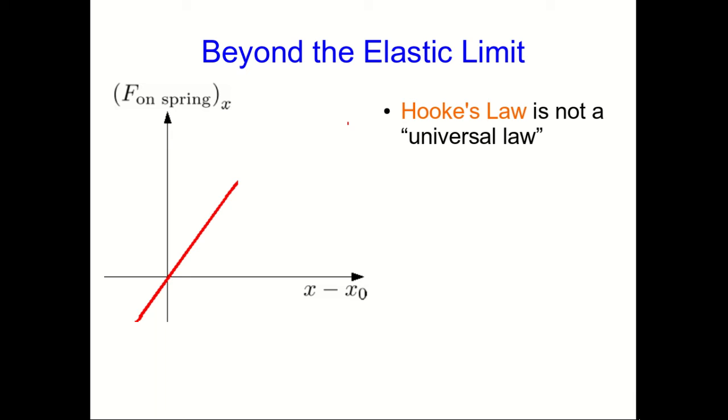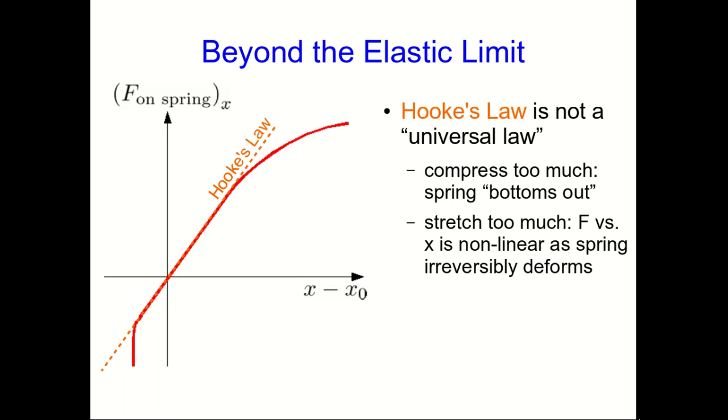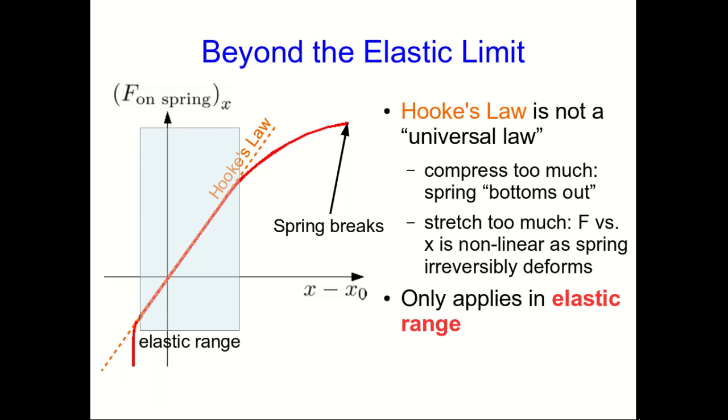However, Hooke's law is not universal. You can push things too far and things deviate from the straight line. For example, if you compress too much, eventually the coils start getting in each other's way, and the spring does what's called bottoming out, and now a very large increase in the force leads to a very small change in the displacement of the end. At the other end of things, if you stretch it too much, then it starts irreversibly deforming, and as it does so, the F versus x graph becomes nonlinear. Eventually, the spring breaks. Hooke's law says nothing about any of this. It only applies in this linear portion that we call the elastic range.